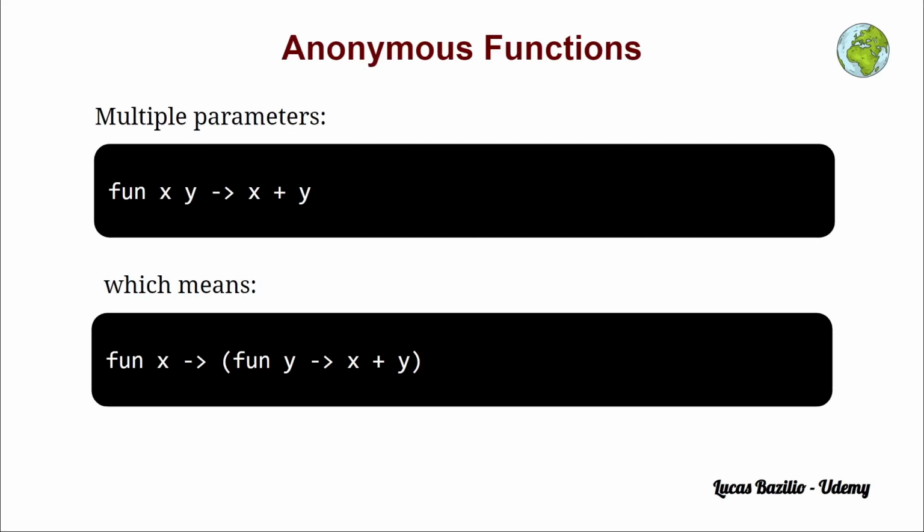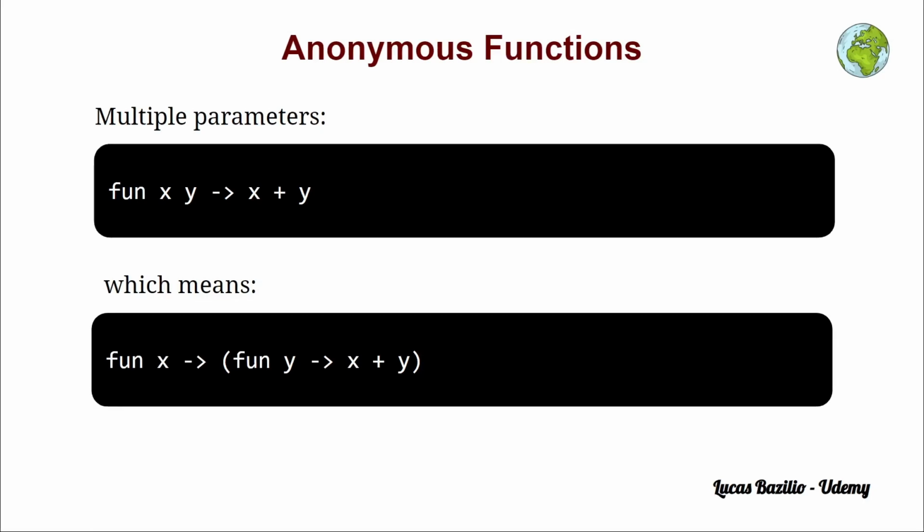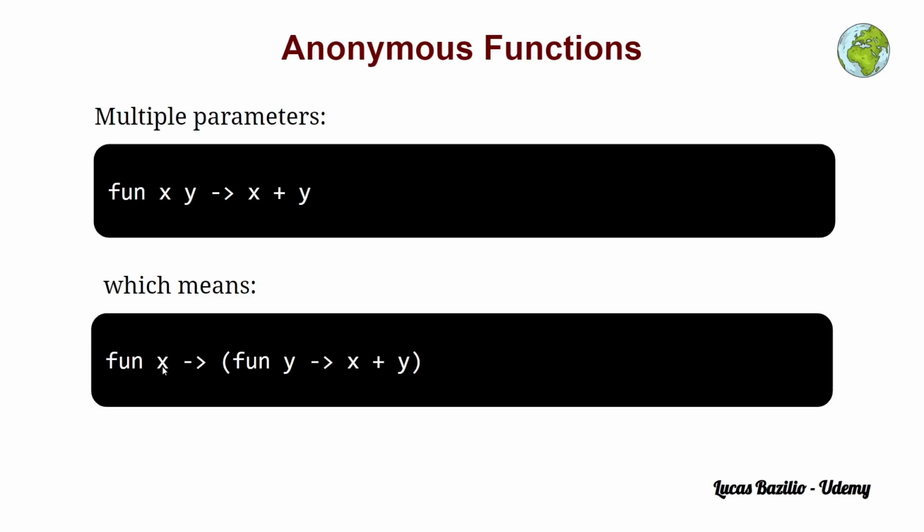Now, remember that in OCaml, functions have only one single parameter. So this anonymous function definition is equivalent to this definition that we see below. So what is this anonymous function? Well, this is an anonymous function that, given an input x, returns another anonymous function that, given an input y, returns the sum of x plus y.